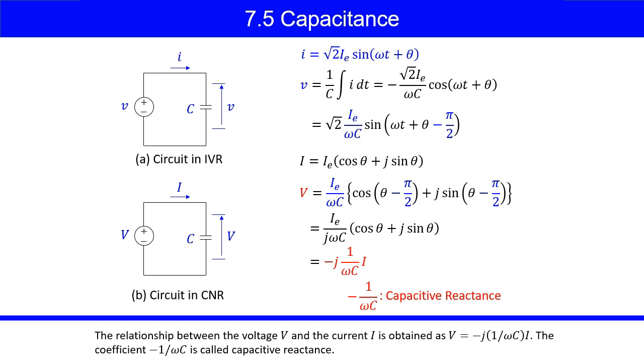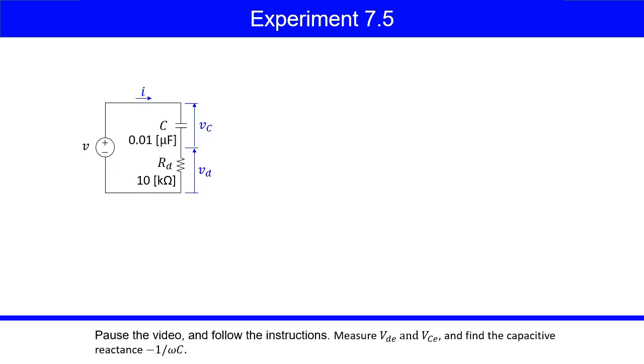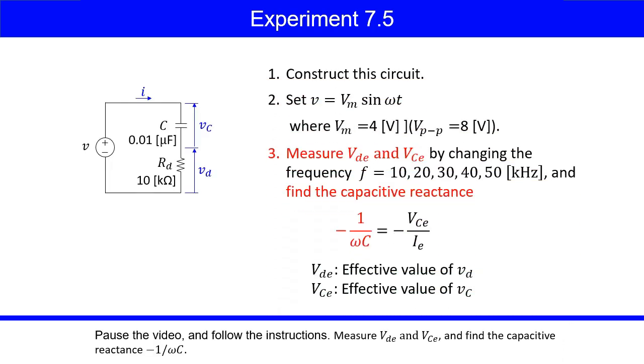The relationship between the voltage V and the current I is obtained as V equals negative j times 1 over omega C times I. The coefficient negative 1 over omega C is called capacitive reactance. Experiment 7.5. Pause the video, and follow the instructions. Measure VDE and VCE, and find the capacitive reactance negative 1 over omega C.